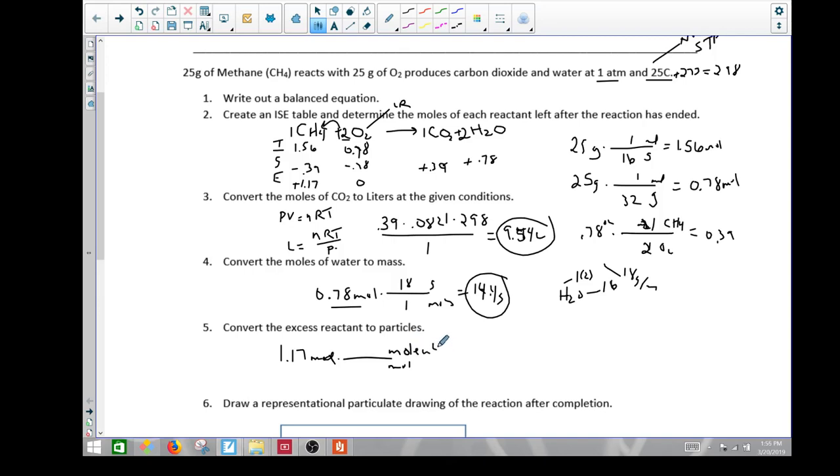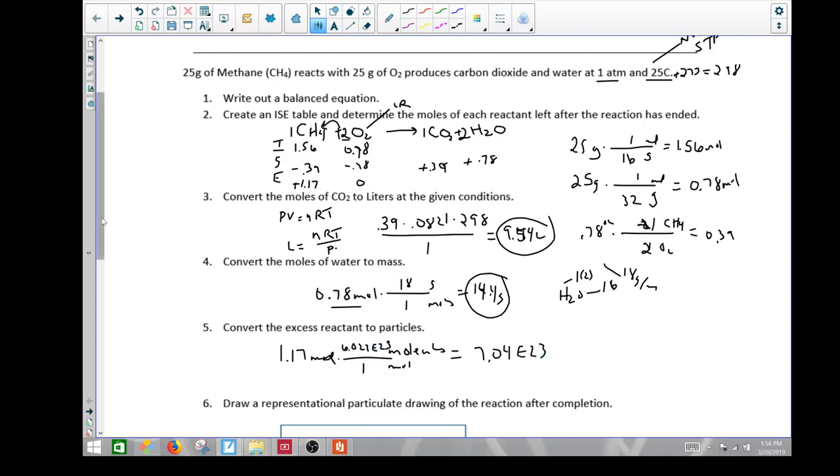Molecules. 1 mole. Here's the only place I use this number: 6.022 e to the 23rd equals. Now I have more than that, so all I got to do is take 6.022 times 1.17 equals 7.04. So that gave me 7.04, and I just keep my e to the 23rd.